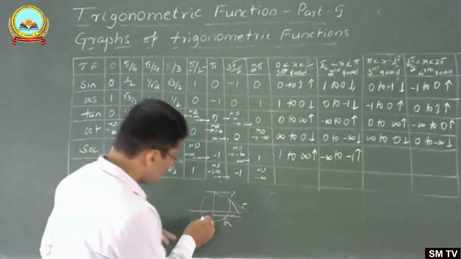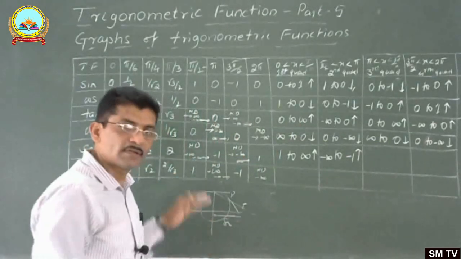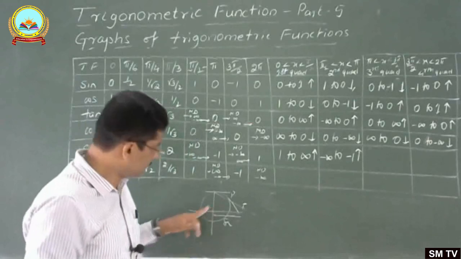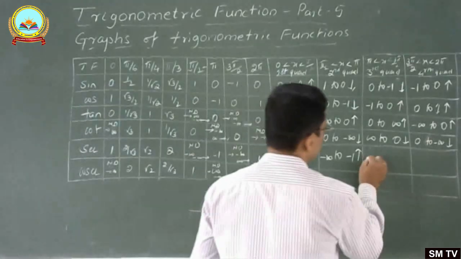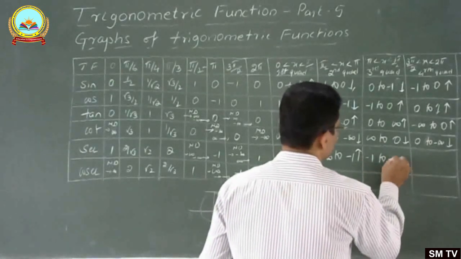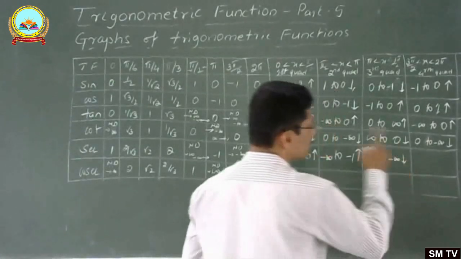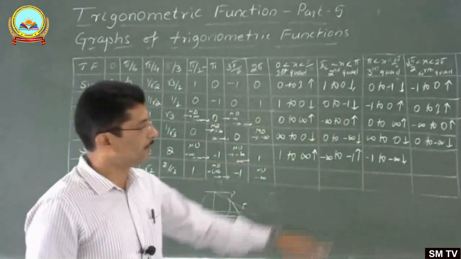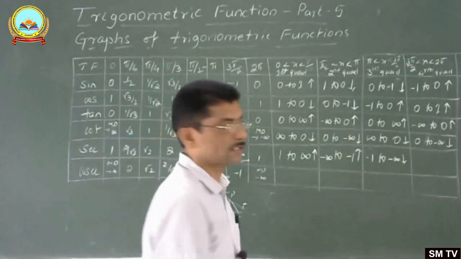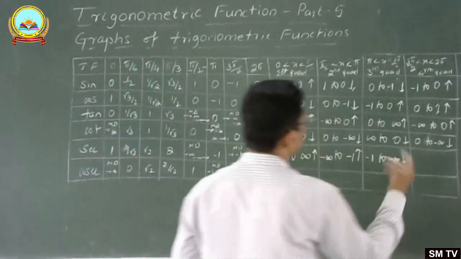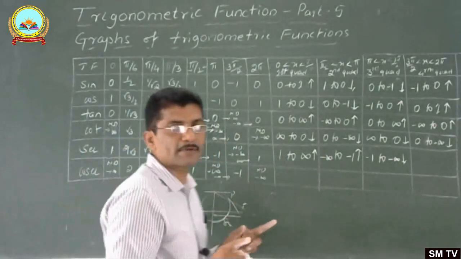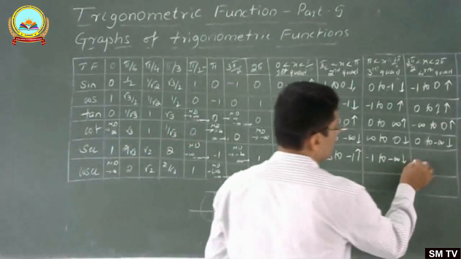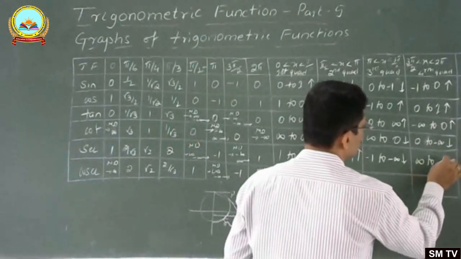And next, it crosses pi and reaches the third quadrant. The secant function is negative, starting from minus 1 to minus infinity, because it is negative in the third quadrant, therefore it is going in a downward direction. Next, after crossing 3 pi by 2, it comes to the fourth quadrant. In the fourth quadrant the secant function is positive, starting from infinity to 1.